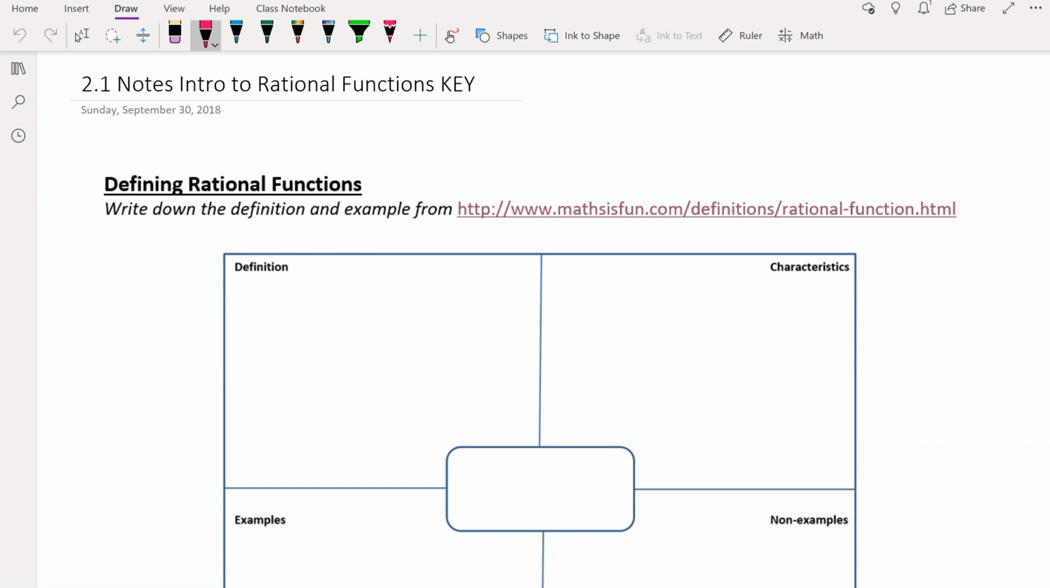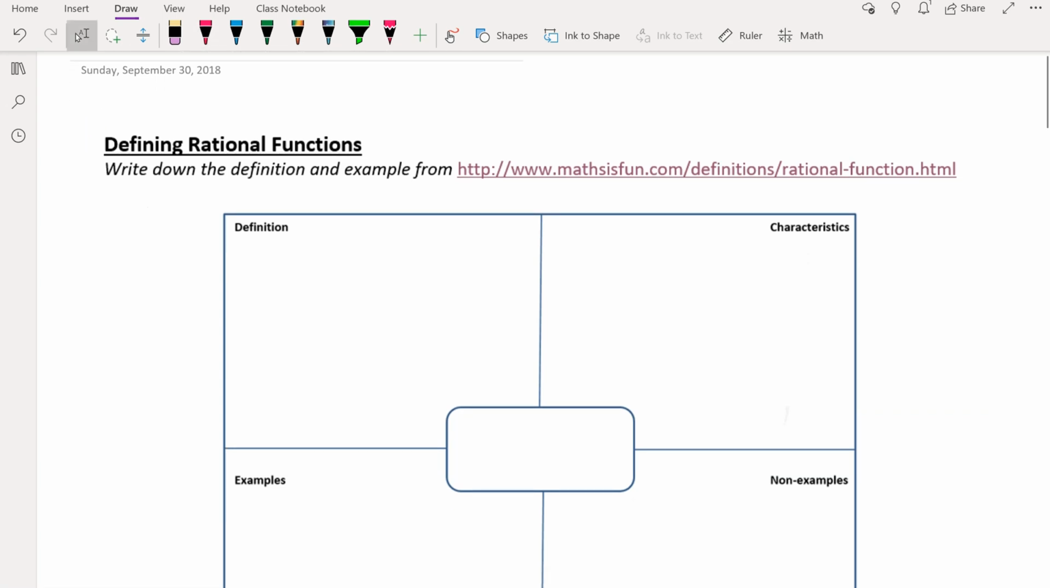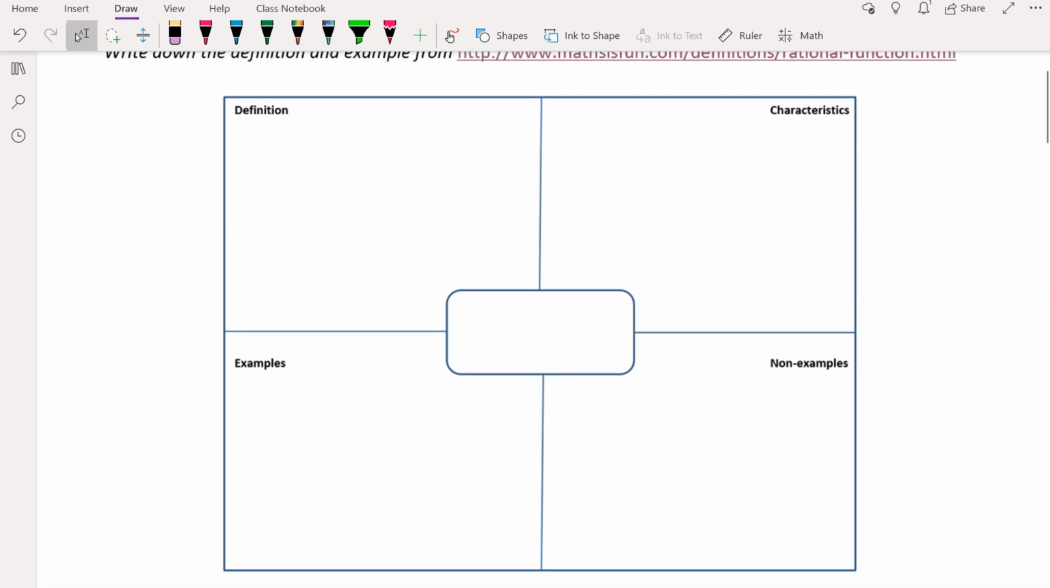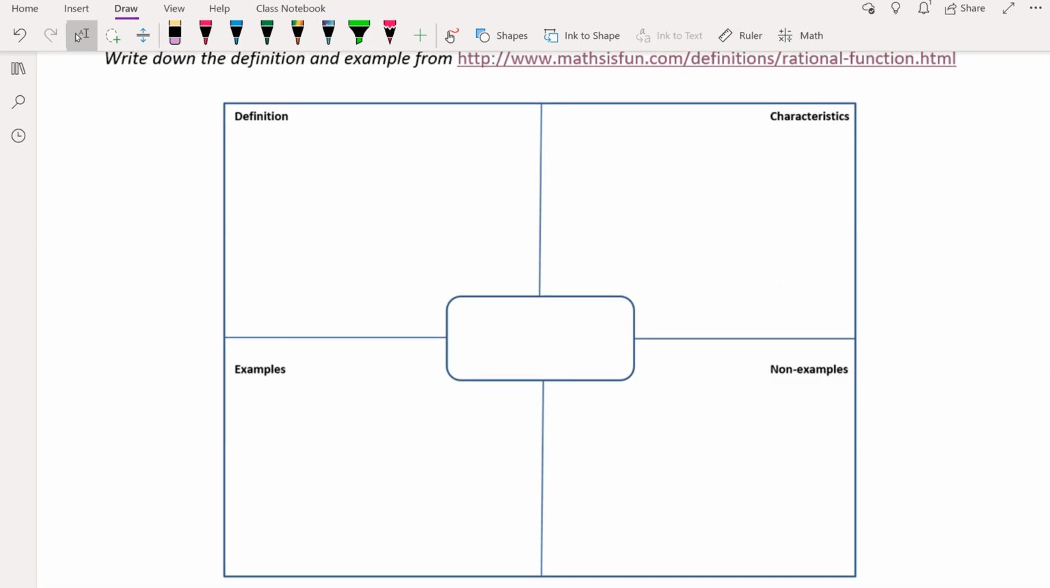All right, y'all, we are going to jump into our new unit, which is rational functions. So today we're going to do an intro to rational functions. And the first thing we're going to do is define rational functions. So go ahead and draw this box on your paper. I would take up at least half a page with this box, draw a big box. And in the middle, you are going to put rational functions.